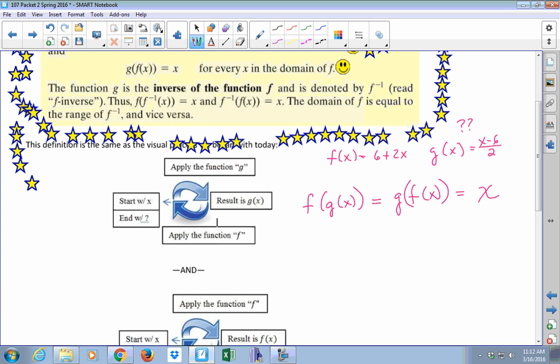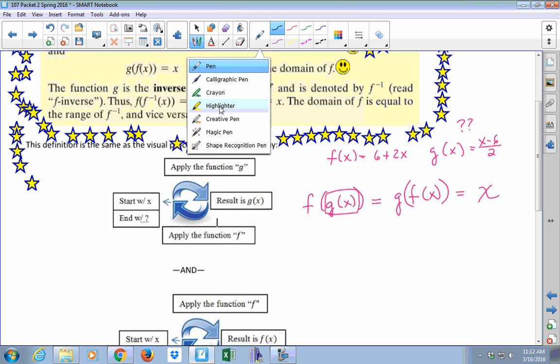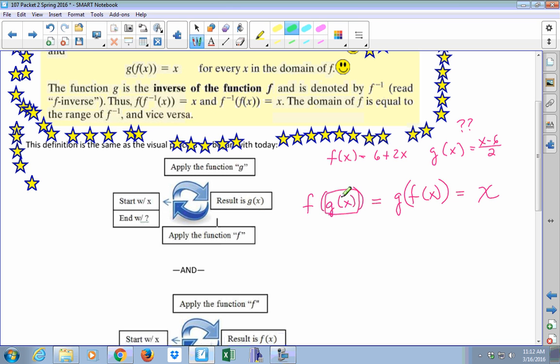So let's try it. So what does this say? I'm going to start with x, and I'm going to first put x into my g function. So let's do that. My input into my f function is going to be g of x. And how do I replace g of x in here? How do I replace this green blob? What do I replace it with?